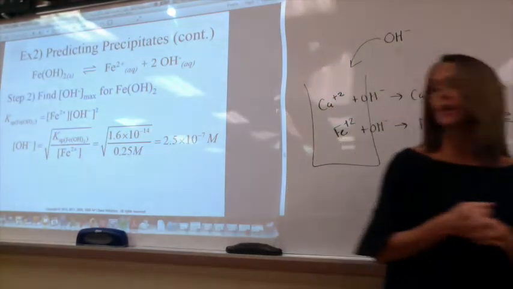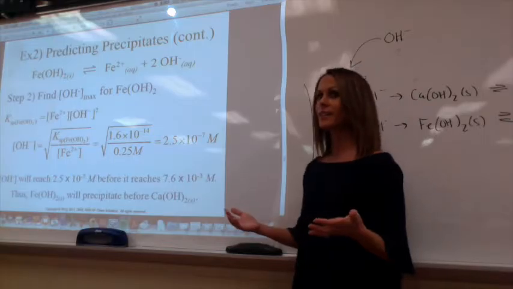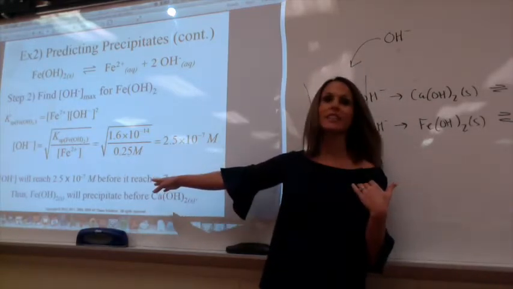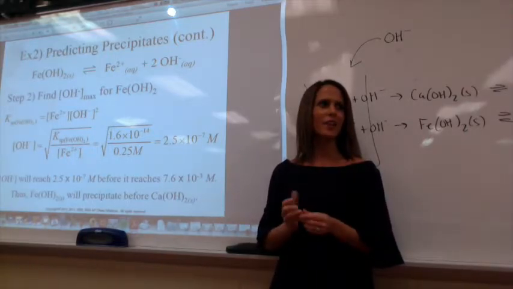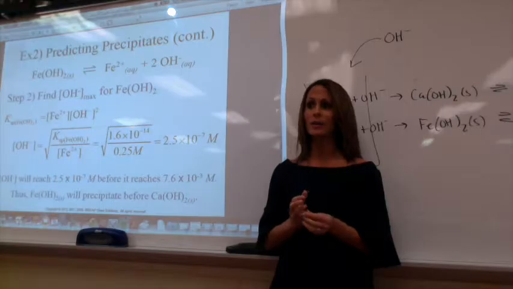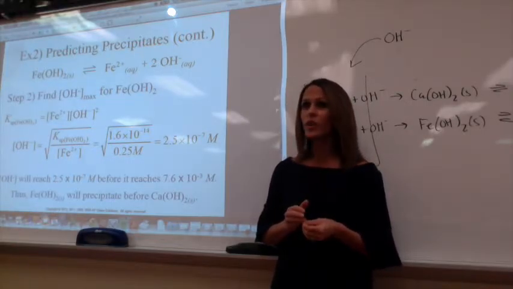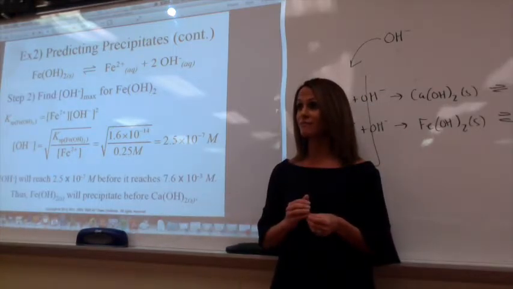So now let's compare the two values. So we have 2.5 times 10 to the negative 7, and then we have 7.6 times 10 to the negative third. Which one's smaller? The negative 7, right? Sometimes our brains don't function very well when we think of negative exponents, so really think about it. But the 2.5 times 10 to the negative 7th is smaller, so we'll reach that one first. So that one's going to precipitate first, right?